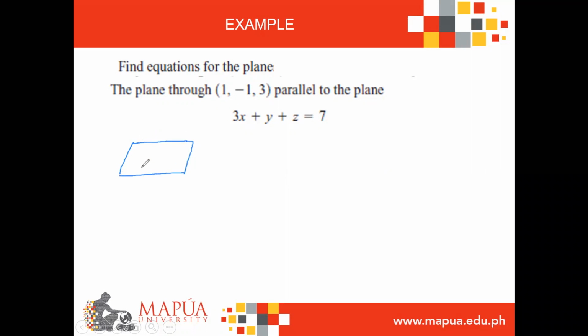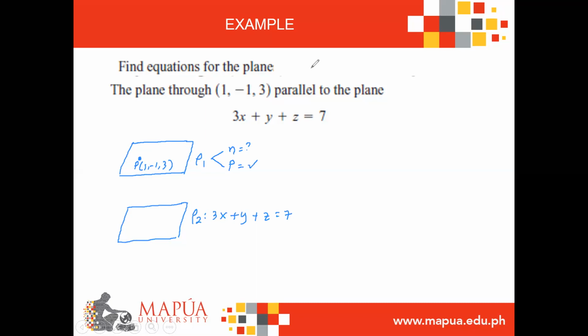And it has a point whose coordinates we have it as 1, negative 1, 3. Then we have another plane, so this is plane 1, another plane which is plane 2 being parallel to plane 1. And the equation of this plane 2 is we have 3x plus y plus z equals 7. So with that, what we need for our plane to define the equation of plane 1 is we have to find the normal vector and a point, but the point P is already given, whose coordinates are 1, negative 1, 3.